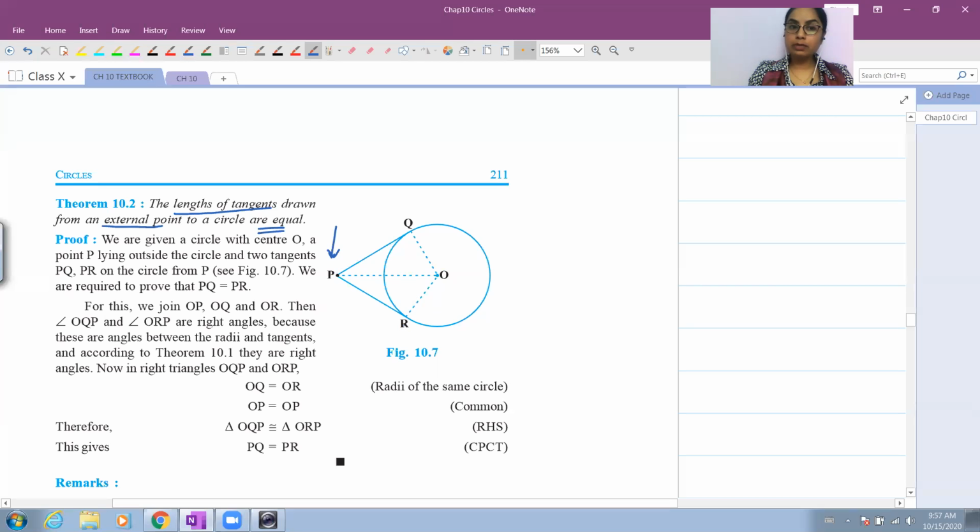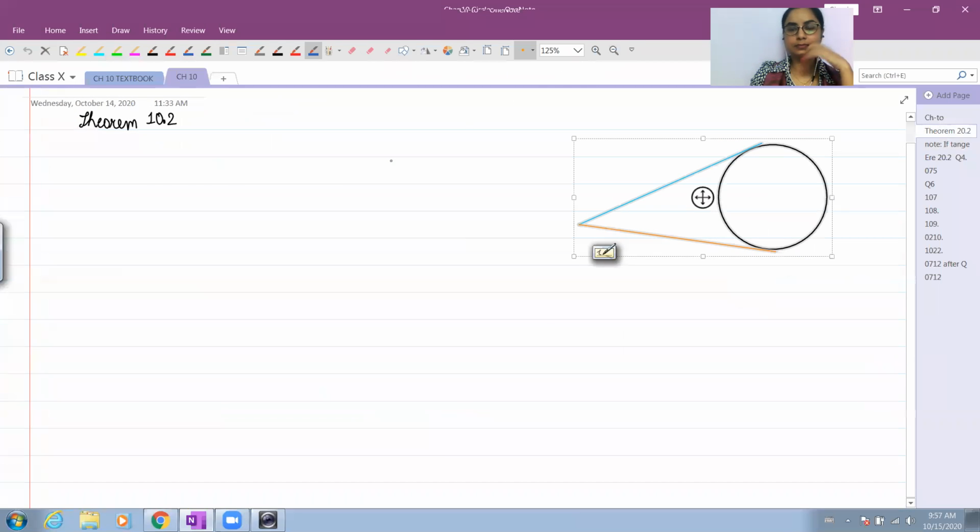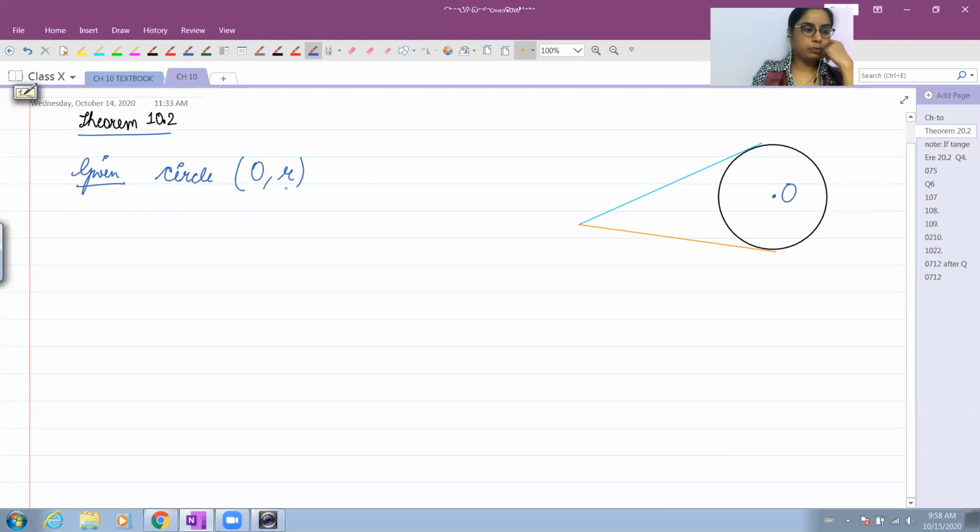We are going to use theorem 10.1 first of all and some construction so that we can prove this, and this will be done with congruence, as you can see. We will prove that these two triangles are congruent to each other, and once the triangles are congruent, their corresponding parts will be equal, and hence PQ and PR will have the same length. Let's write this down. I hope you remember this representation. Circle with center O and radius R.